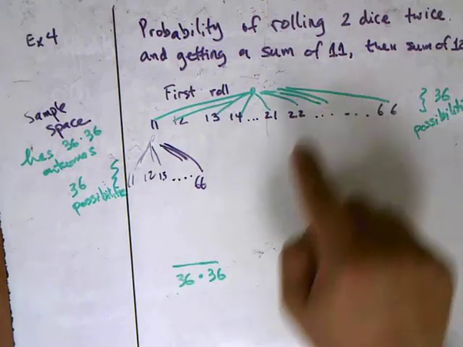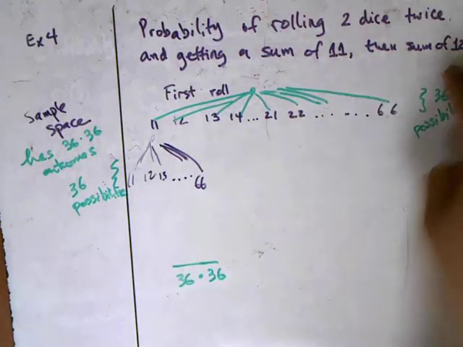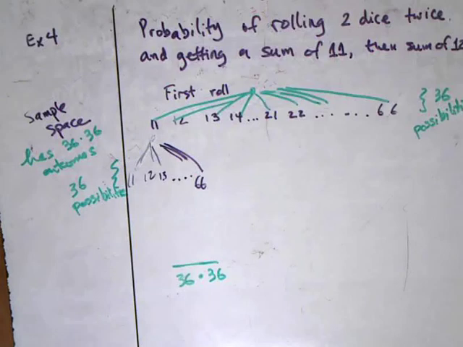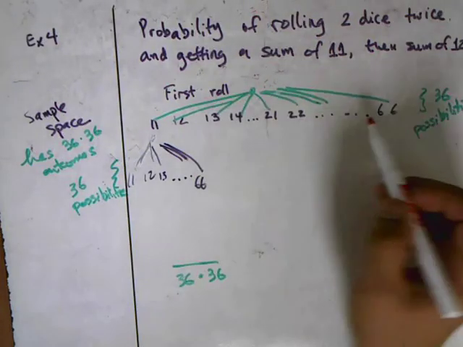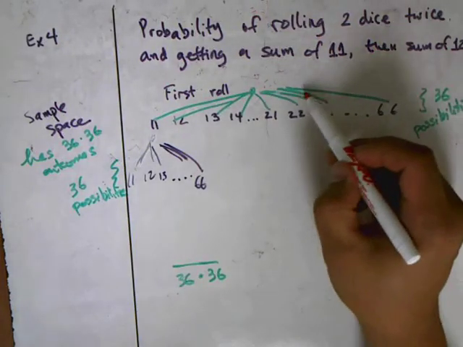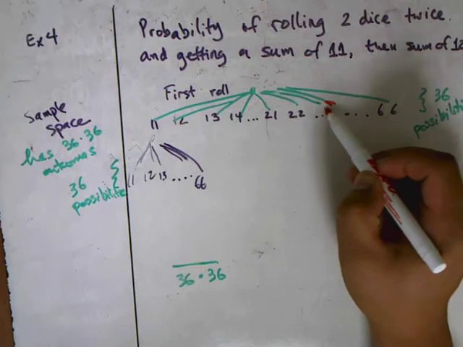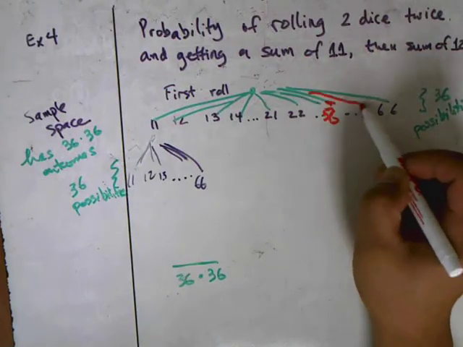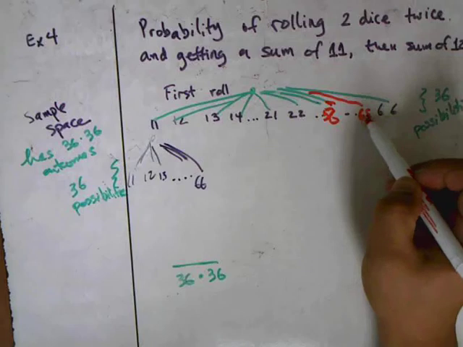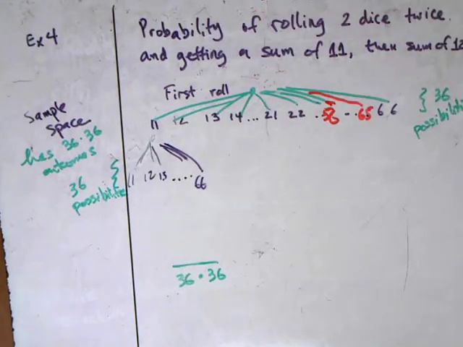Now, how many of these result in a sum of 11 and then a sum of 12? Well, how do we get a sum of 11? On the first roll, well, there's only one way to get it. Actually, two ways to get it. We have to hit a 5 and a 6, or a 6 and a 5. Okay.